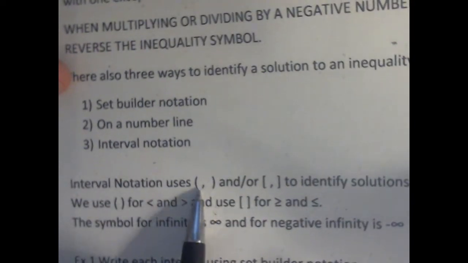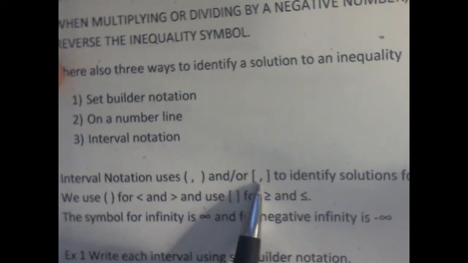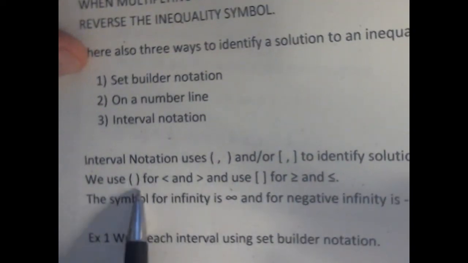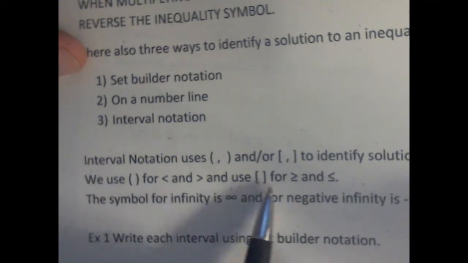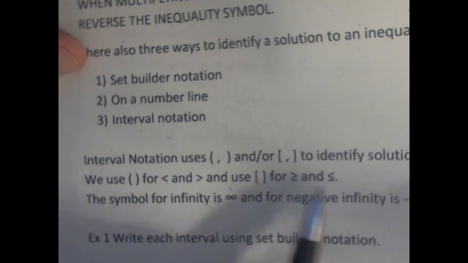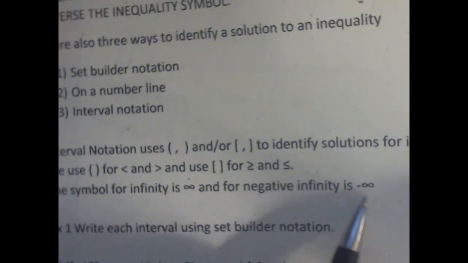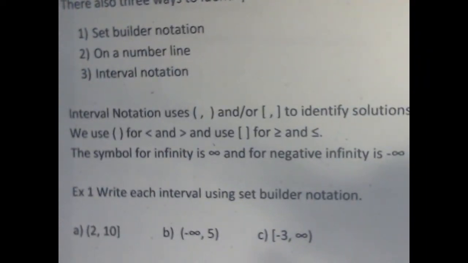The confusing thing about interval notation is it can look like a point on a graph. So we use parentheses and or brackets to identify solutions. Sometimes we use a combination. We use parentheses if it's just less than or greater than, and we use brackets for less than or equal to, and greater than or equal to. Remember, your symbol for infinity is that sideways looking 8, and negative infinity is a negative in front of the infinity symbol. Okay, so let's look at set builder notation.